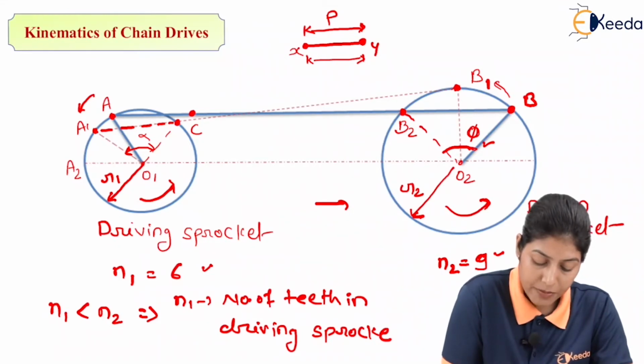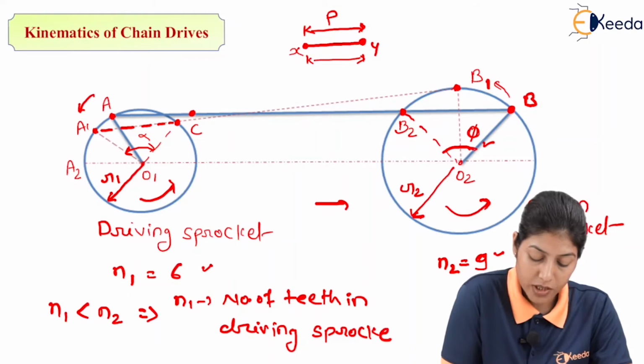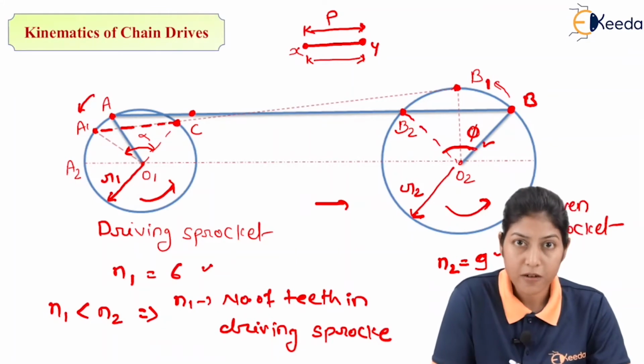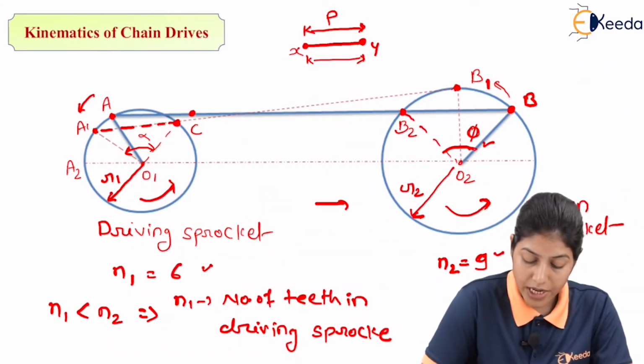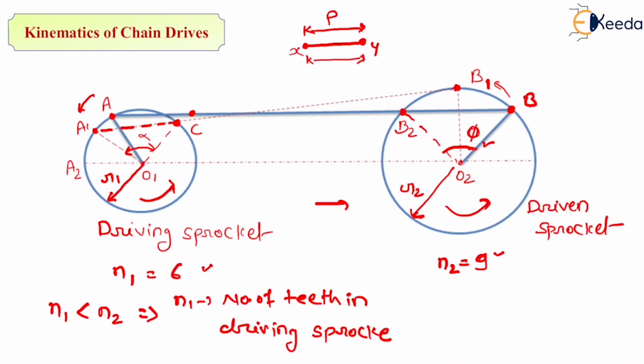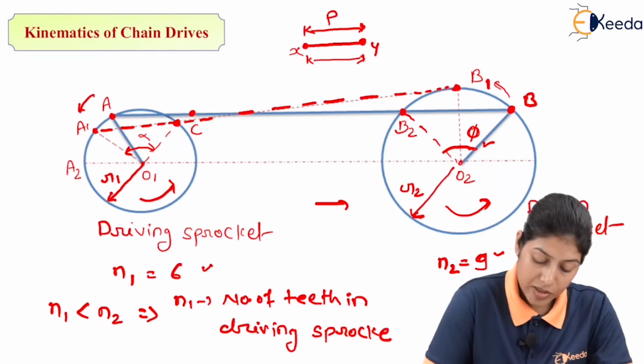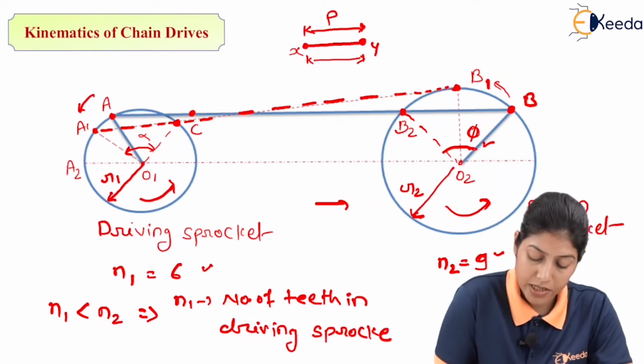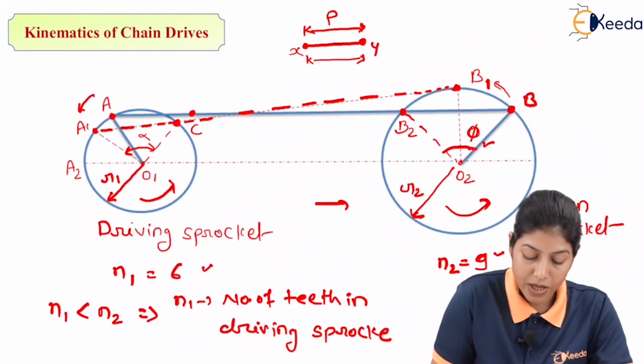So, A1C is representing the complete pitch length of this chain, and when A1C is rotating, it will rotate with respect to the center C, and in that condition, when A is changing its position to A1, B is changing its position to B1. So, the straight line length will change into CB1, or it will reduce, and this straight line will also make some angle with the center line or center distance O1, O2. That angle is greater than the angle made by AB with O1, O2.